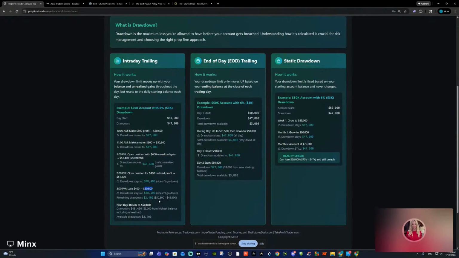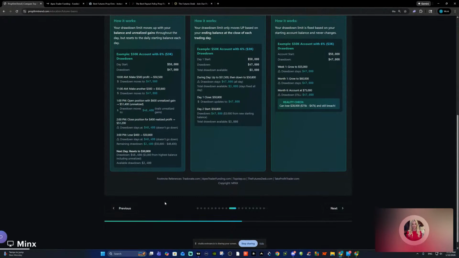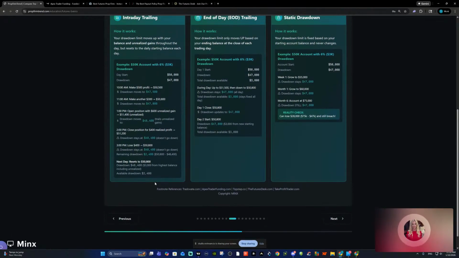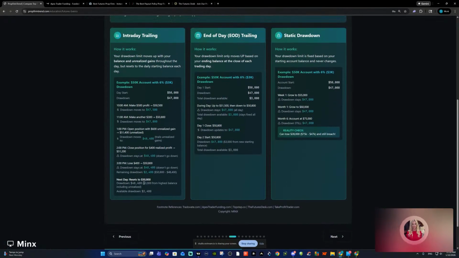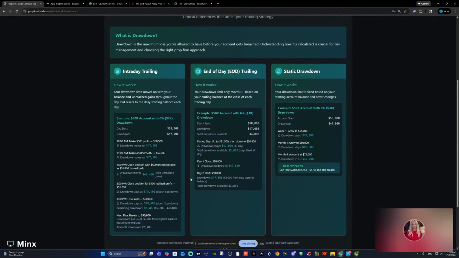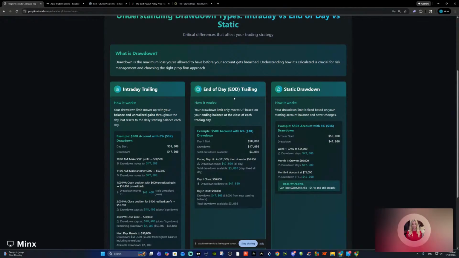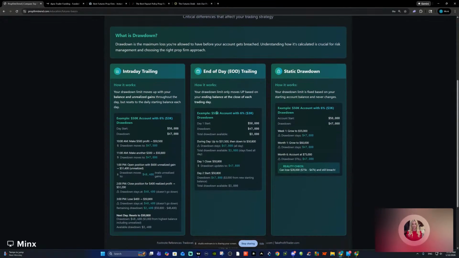which is 50,800 minus the 400, 48,400. So basically your day resets to 50,800. Your available drawdown is only $2,400. Now, for end of day trailing, how this one works is your drawdown limit only moves up based on your ending balance at the close of each trading day.